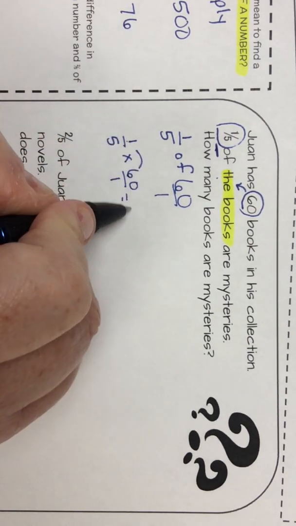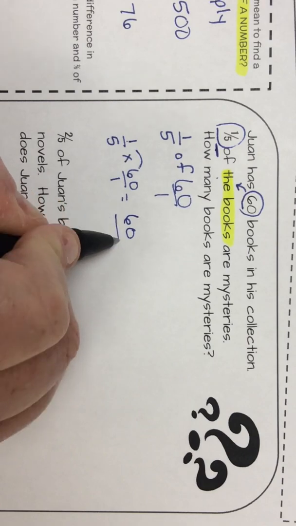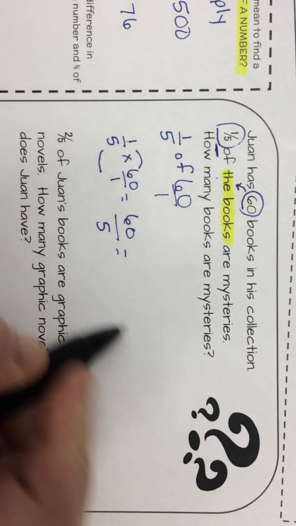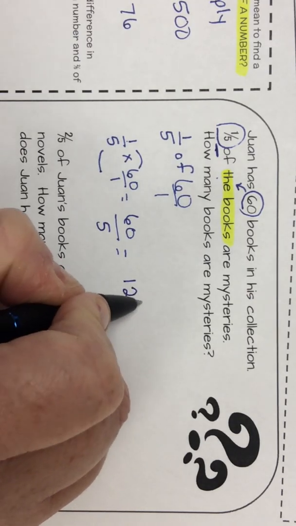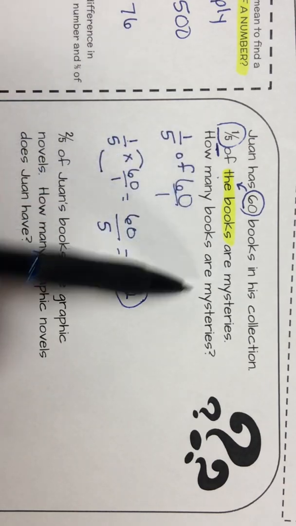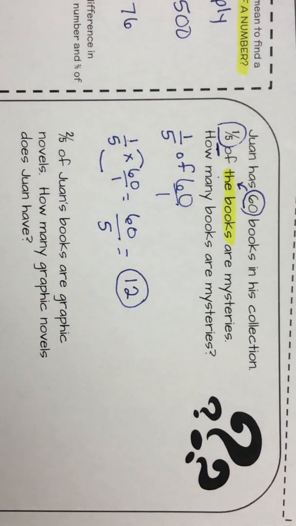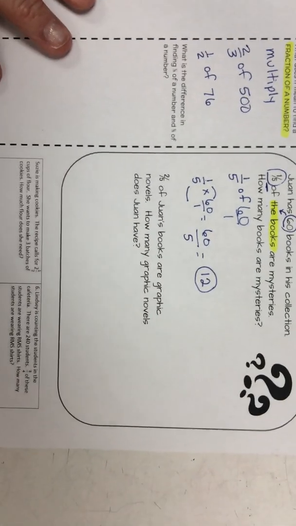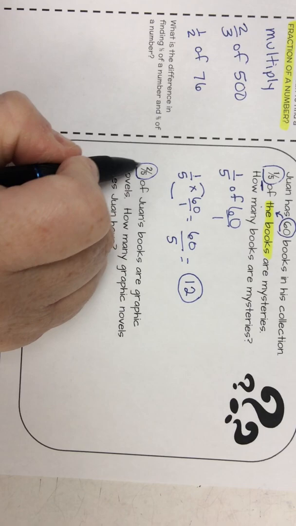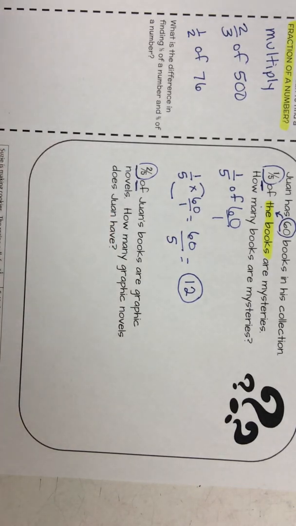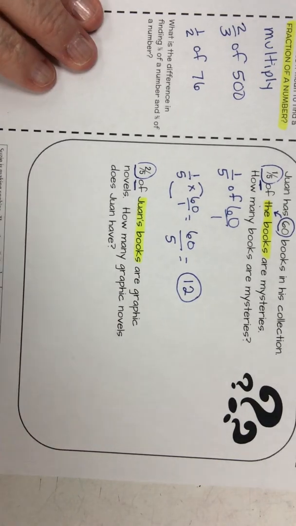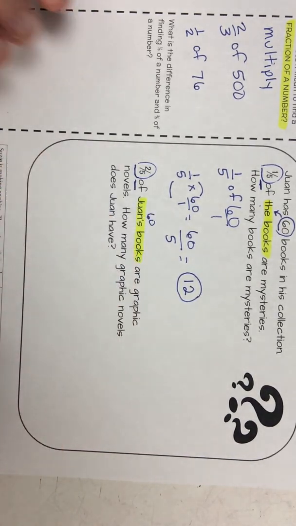1 times 60 is 60. And then 5 times 1 is 5. What is 60 divided by 5? 12. That should be one that is memorized. So this means that 12 of the books are mysteries. All right, so another way of looking at this, though, it says 2/5 of the books. 2/5 of, back to Juan's books. And what number does that represent? 60. 2/5 of those same 60 books are graphic novels.